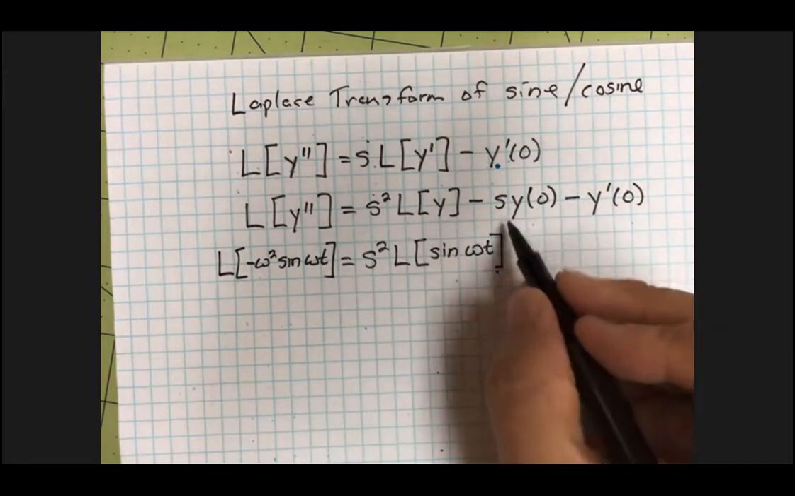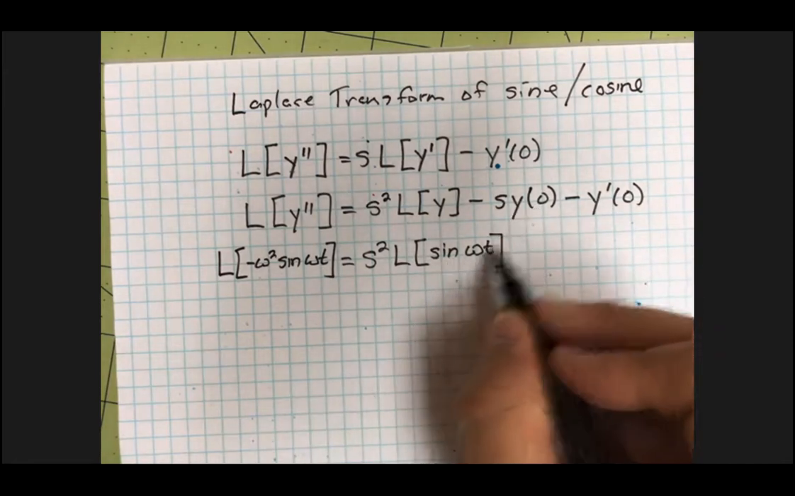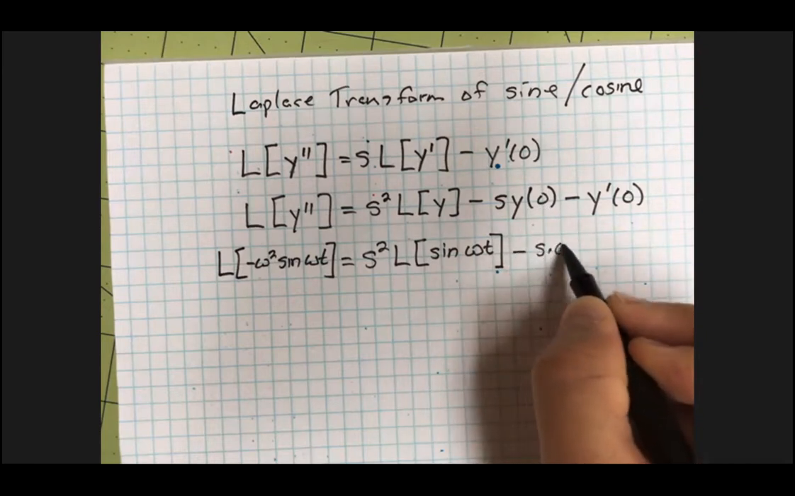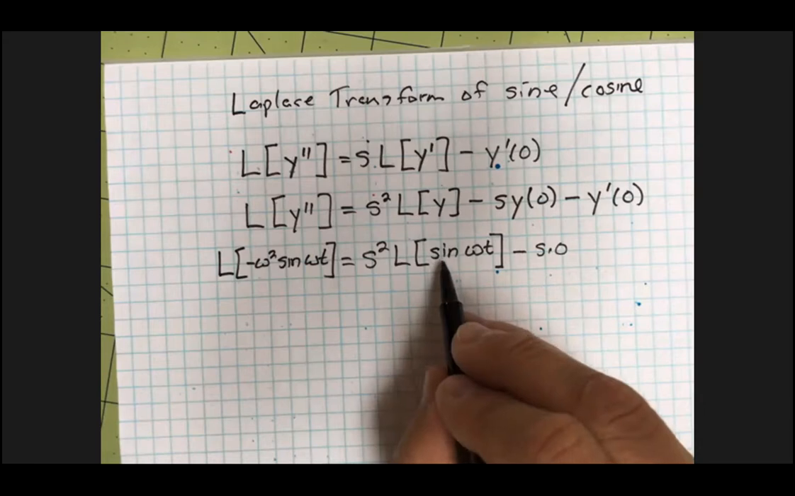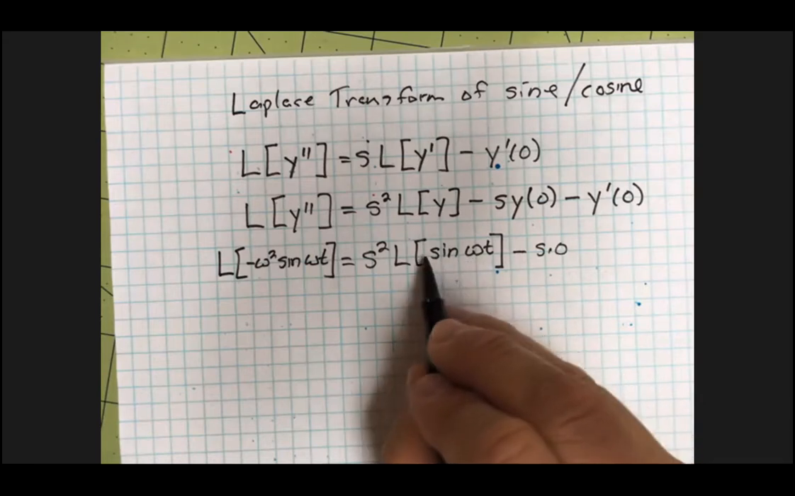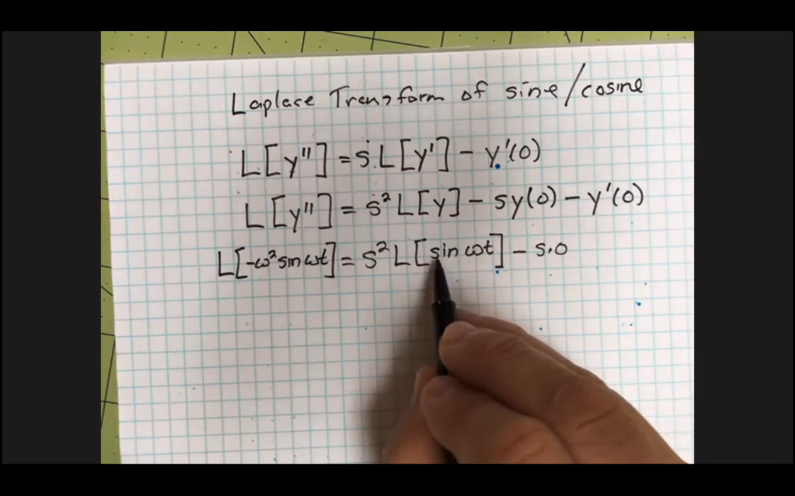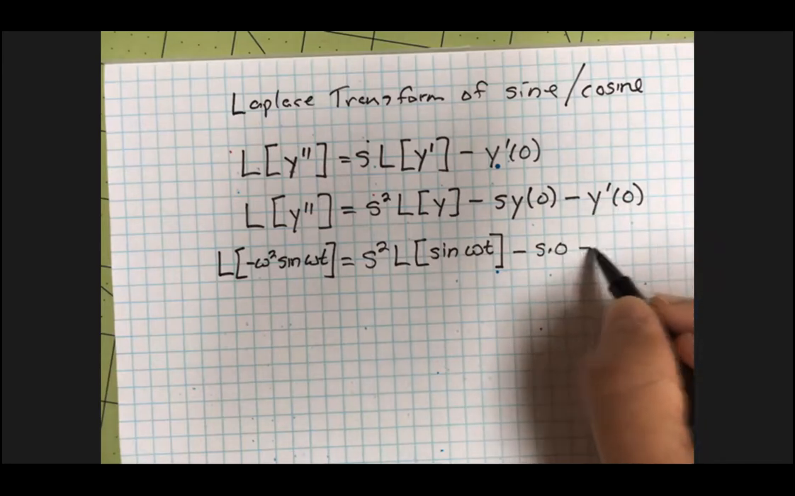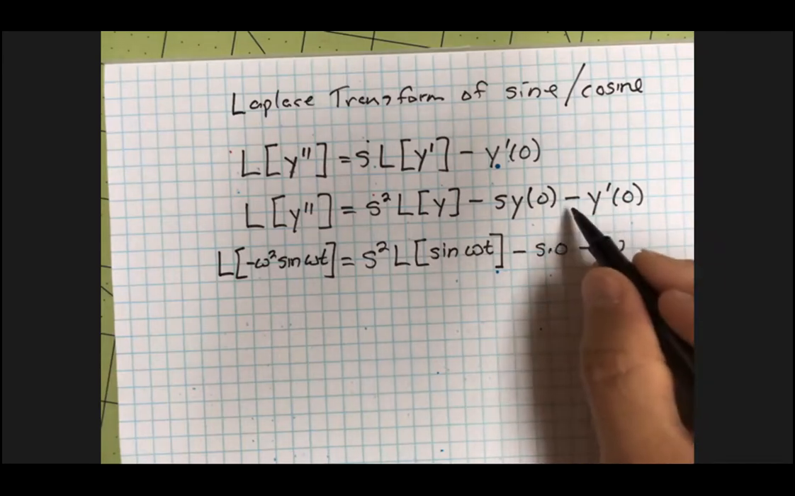Now let's fill in the constants. What's sine omega t at zero? Well, it's nothing. But the derivative of this is cosine omega t times omega. Omega cos omega t, the derivative of that at zero is positive omega. I subtract positive omega.